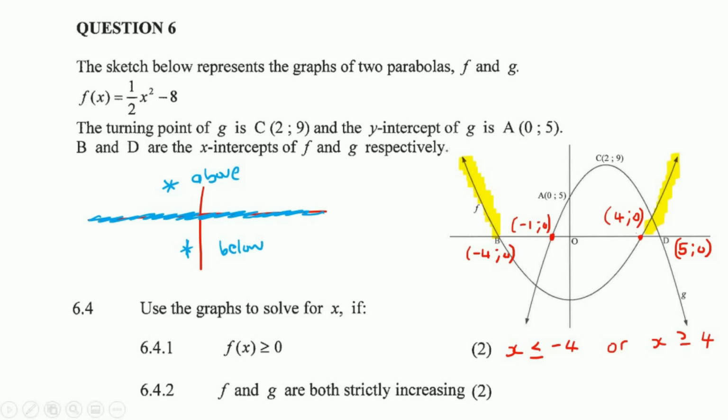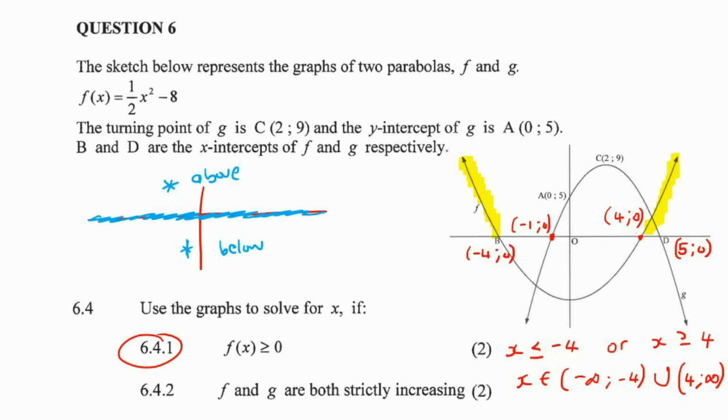If you prefer to use the brackets, you could say x is an element going from negative infinity up to negative 4. Or you could say it like that. And then you would say from 4 to infinity. All right. And then that's for 6.4.1.